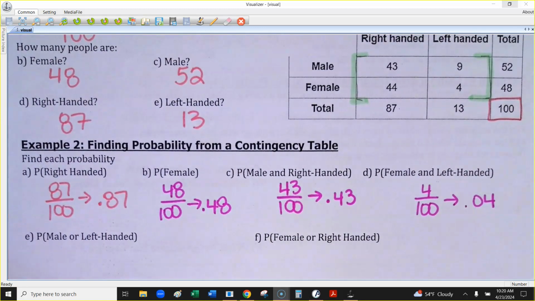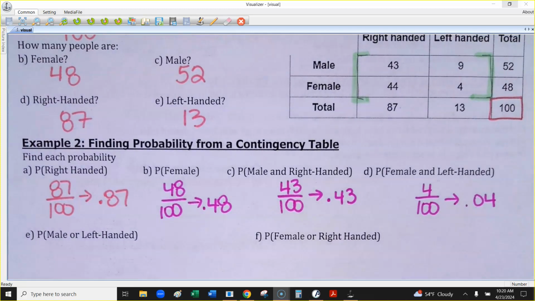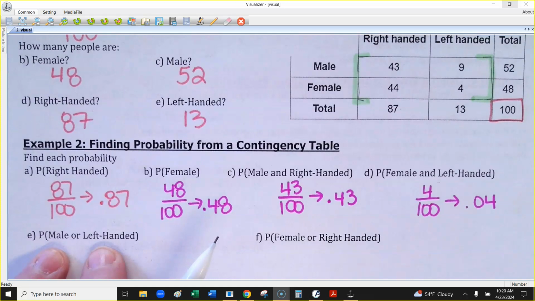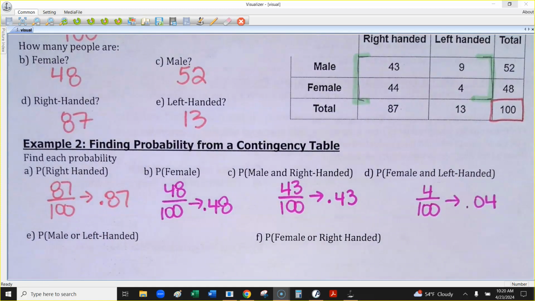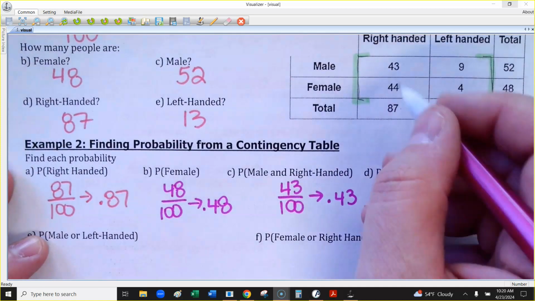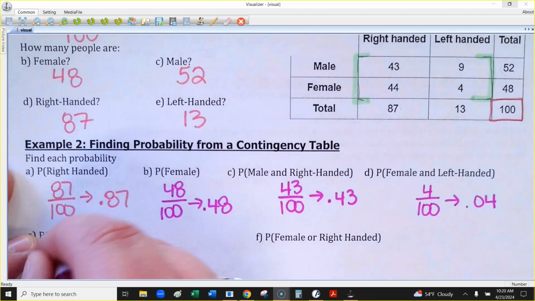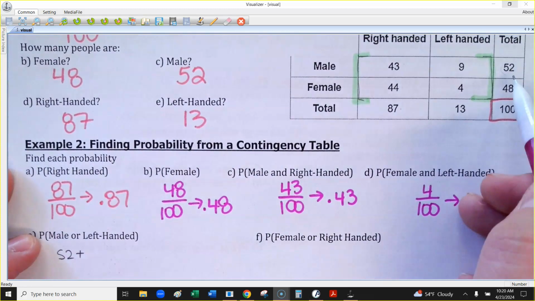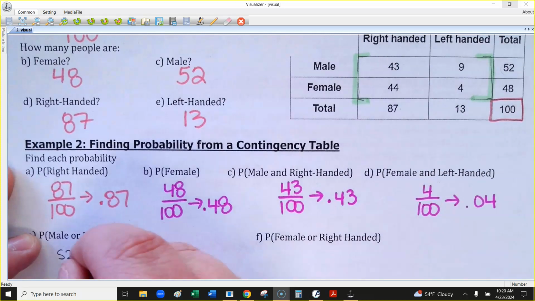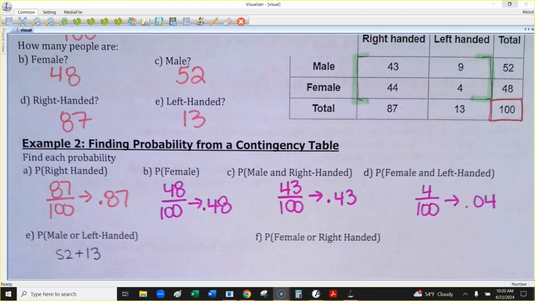Okay, now this is a little trickier. So what's the probability I pick somebody that's a guy or left-handed? So let me just go through real quick. See if you remember from yesterday, are these two things mutually exclusive? So can they not happen at the same time? They can happen at the same time. So these are not mutually exclusive, so there's a little overlap here. So you got to think about this. The probability I grab a person from this table and it's a guy, you got 52. The probability that I grab somebody and they're left-handed, there are 13.